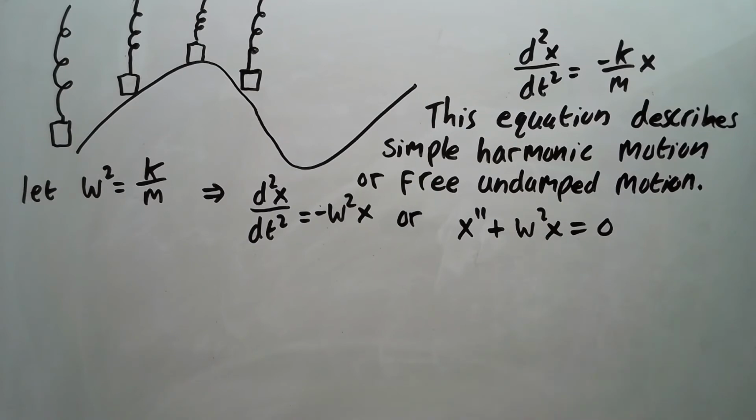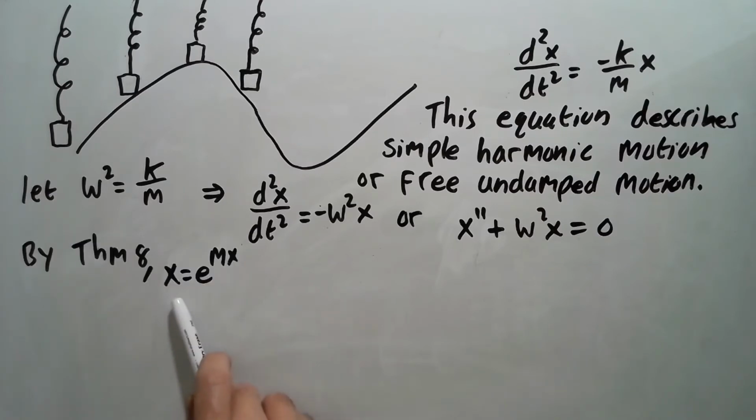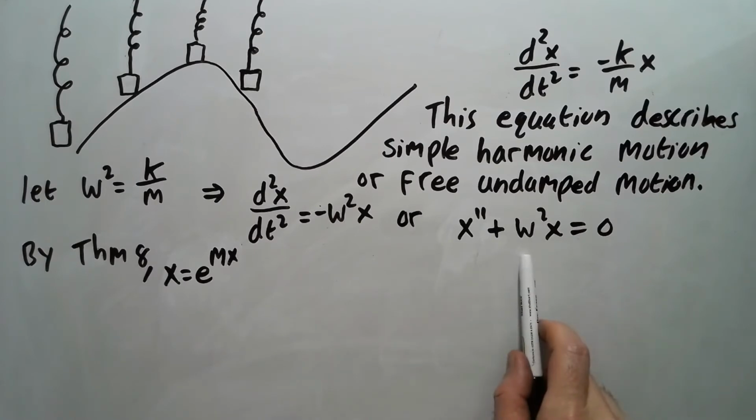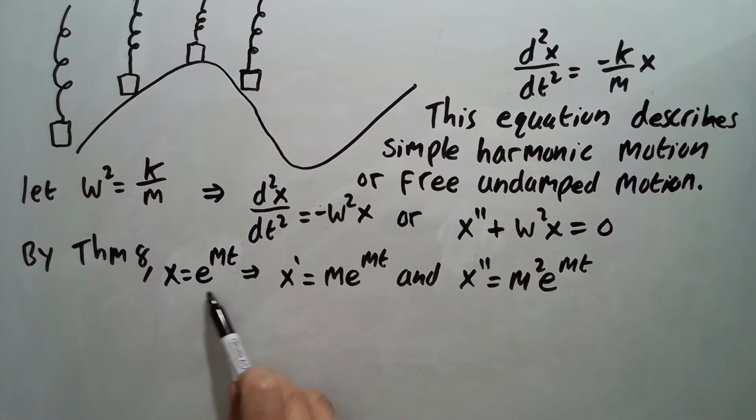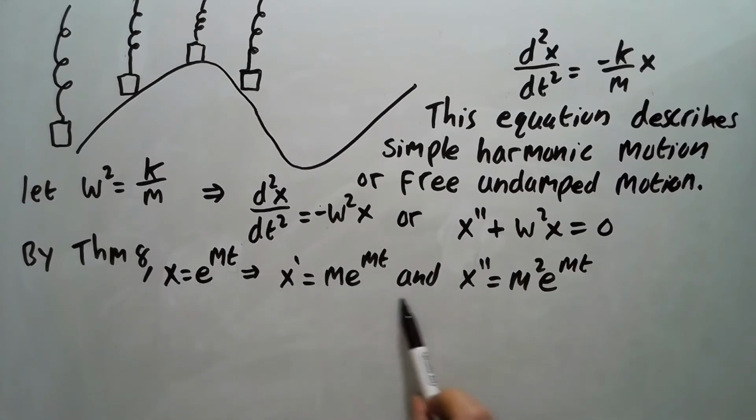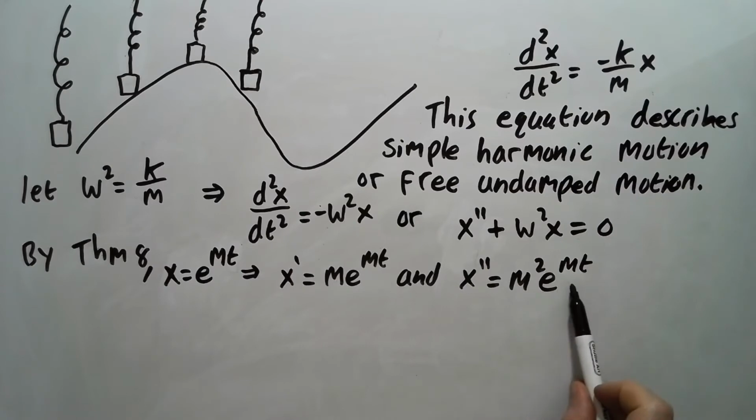To solve this, we can now use theorem 8. So by theorem 8, we know the solutions will look like e to the mx. Actually I messed up here, it should have been t, since t is the independent variable. So that'd be x equals e to the mt. The derivative would be m e to the mt, and the second derivative would be m squared e to the mt. Let's now plug into the differential equation up here.